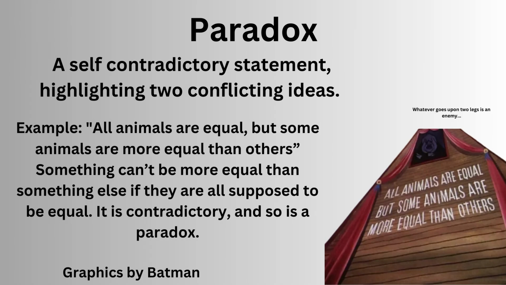The next word is paradox, a self-contradictory statement highlighting two conflicting ideas. An example of this is, all animals are equal, but some animals are more equal than others. Something can't be more equal than something else. And so it's contradictory in that there are two parts of that sentence, but both parts can't be true, even though they both purport to be. And so it's a paradox.